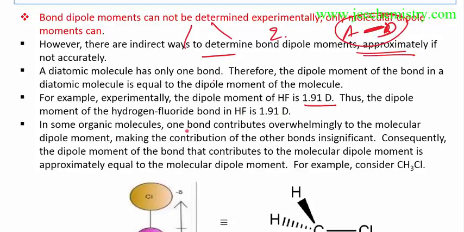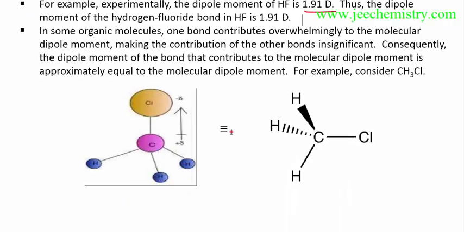In some organic molecules, one bond contributes overwhelmingly. Suppose this is a molecule. In this molecule, the bond dipole moment of the C-Cl bond is very much higher than that of C-H. C-H has approximately 0 dipole moment. One bond contributes overwhelmingly to the dipole moment, making the contribution of the other bonds insignificant. This is a little bit of dipole moment, very small compared to the Cl dipole moment.